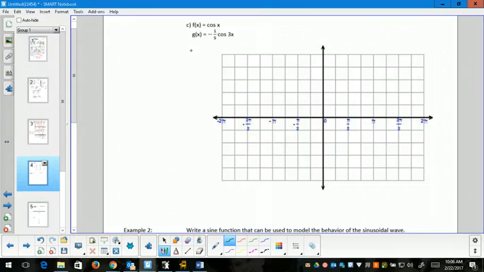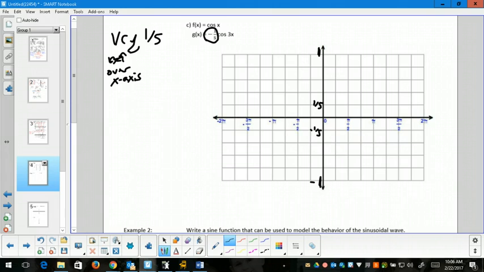What's going to happen here though? Vertical compression of 1/5 and a reflection over the x-axis. So I probably don't want to make this 1, right? Because if I do, then I have to figure out what 1/5 is. Where should I put the 1 instead? At the top. At the 5. If this is 1, then this would be 1/5. This would be -1/5. This will be -1. So now we've got our y-axis scaled correctly.